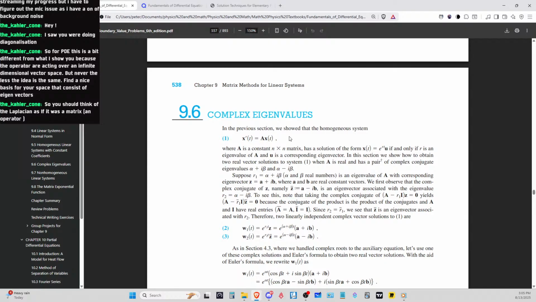Let's see, in the previous section we showed the homogeneous differential equation. So we have a derivative here, and we have a regular function here, and it's being multiplied by A, which is a matrix. Now we have to figure out how to make this matrix.